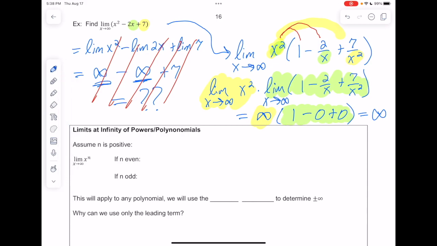All right, so what really happened there was the only part that mattered was the lead term. The answer to this ended up being the infinity, but where did that infinity come from?